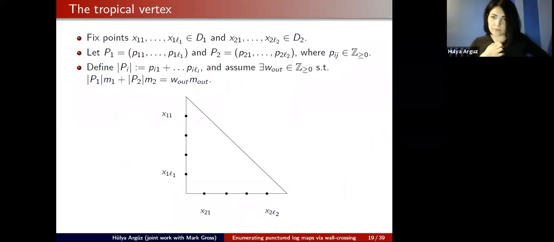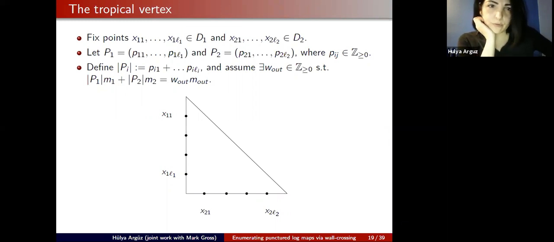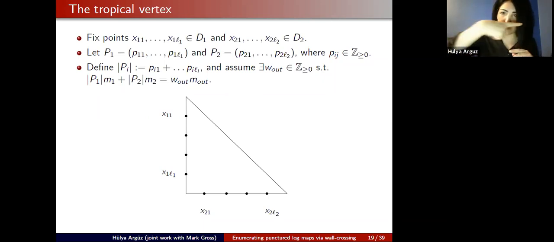All right. So what is the main result of the tropical vertex paper is this. If you fix points x11 to x1L1 in D1, in the simple situation I'm just drawing the case of P2, and x21 to x2L2 in D2, and if you take partitions given by non-negative integers p11 to p1L1 and p21 to p2L2, and if you define big P as the sum of these non-negative integers, and you take partitions satisfying some balancing conditions such that absolute P1 times m1, m1 is the direction of the ray corresponding to D1, plus P2 m2 is equal to w out times m out, where m out is the direction of the outgoing ray, where w out is a non-negative integer.